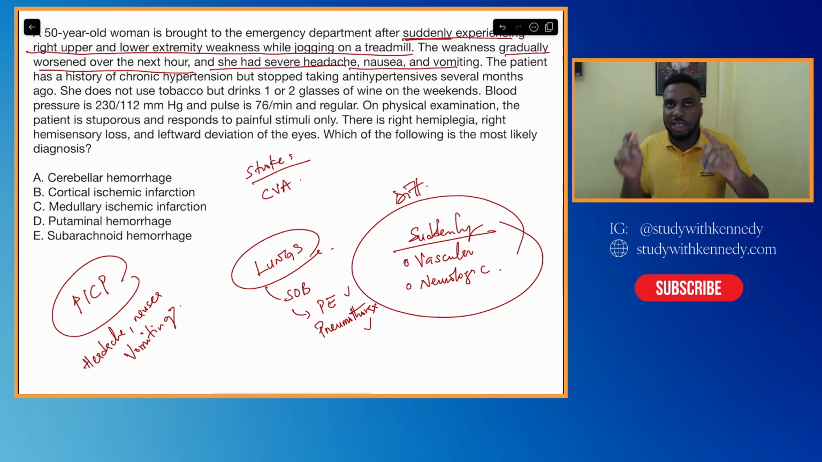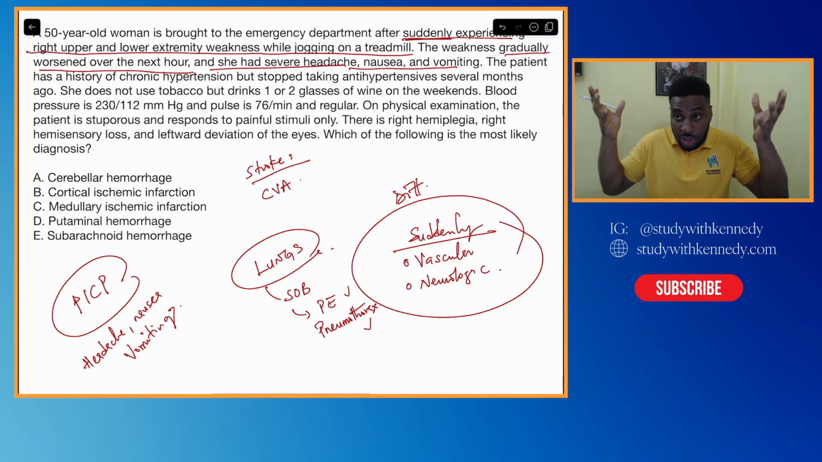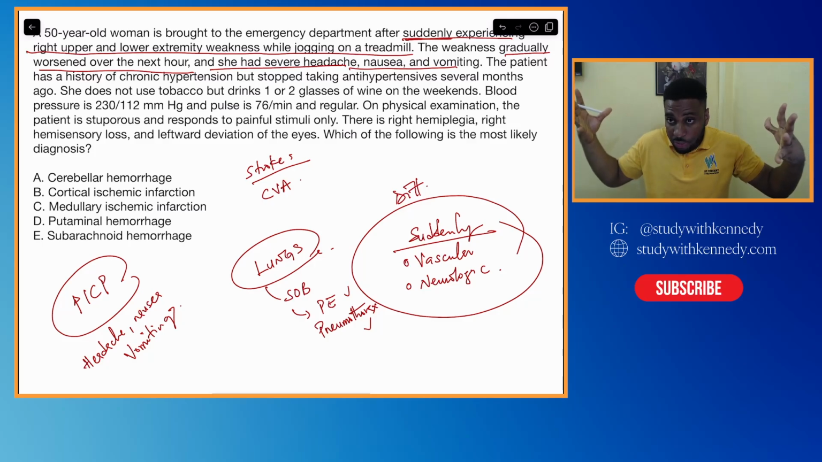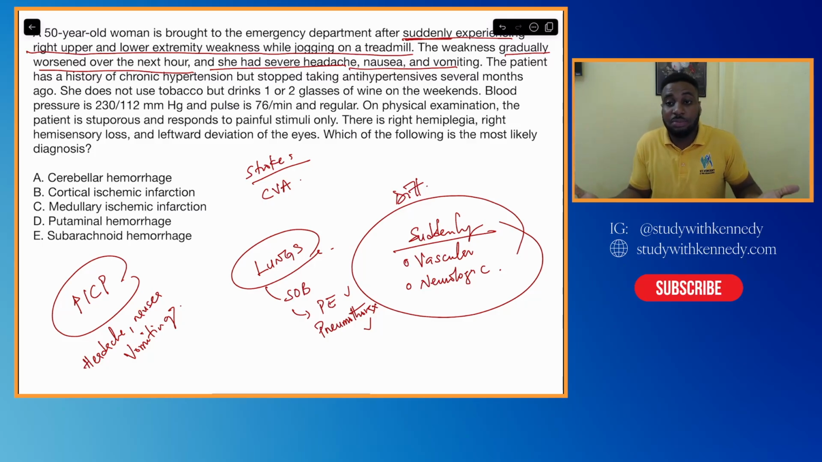Okay, some of you may be thinking, is it a hemorrhagic stroke? Is it an ischemic stroke? Well, I don't know. But then they went ahead to say the weakness gradually worsened over the next hour. Why is it getting worse? Is it perhaps because you're having more bleeding into the brain? So the more blood you have seeping into the brain, the more pressure that will build up in the brain, the more severity of symptoms the patient is going to manifest with, and the patient is also going to have signs of increased intracranial pressure.